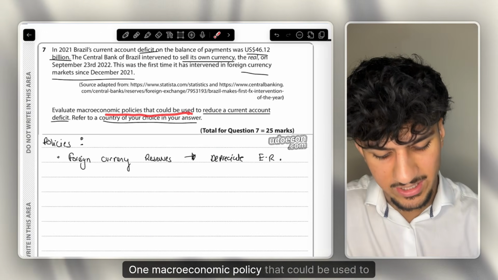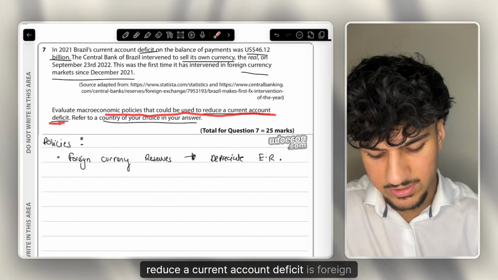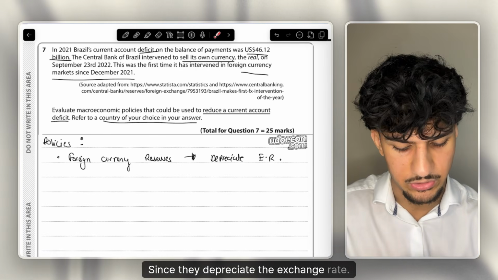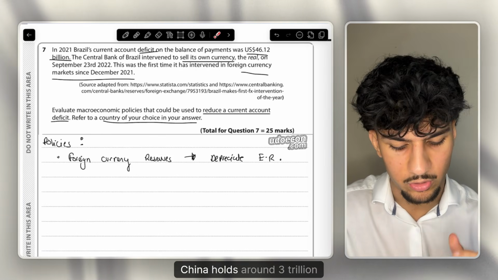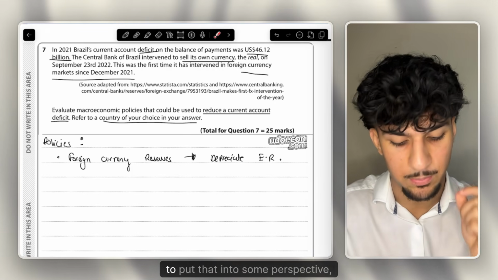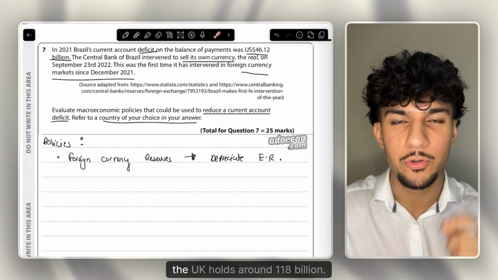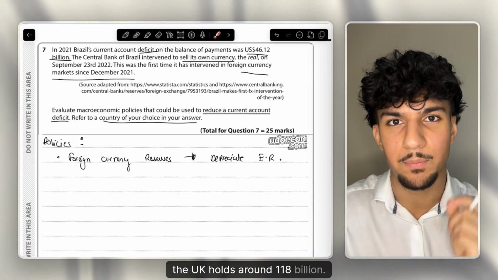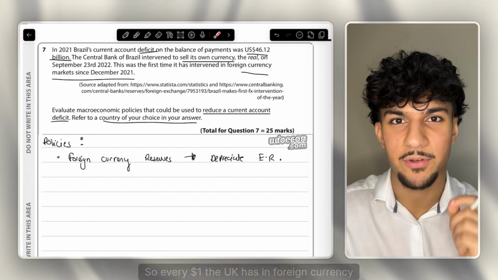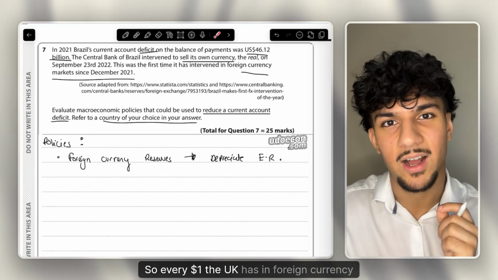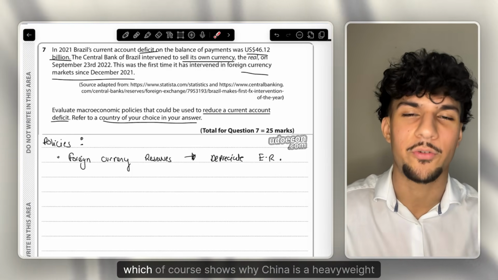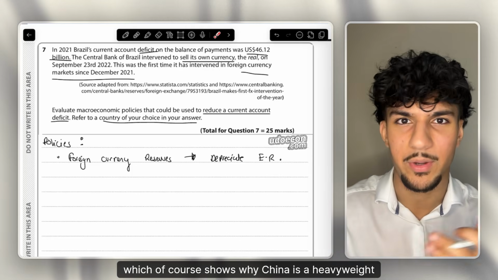One macroeconomic policy that could be used to reduce a current account deficit is foreign currency reserves. Why? Since they depreciate the exchange rate. For example, China holds around 3 trillion worth of foreign currencies, and for you students, to put that into some perspective, the UK holds around 118 billion. That is just 3.5% of what China holds. So for every $1 the UK has in foreign currency reserves, China has $29, which of course shows why China is a heavyweight on the forex market.